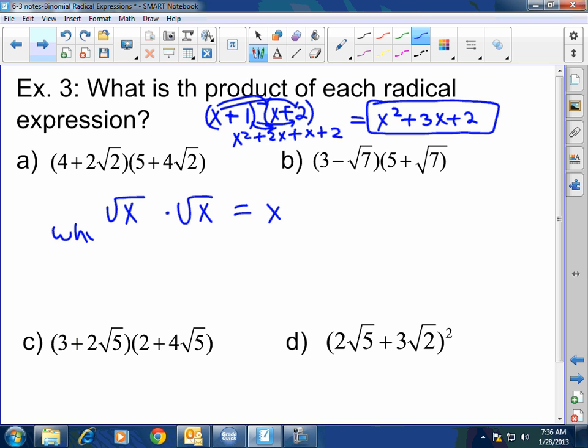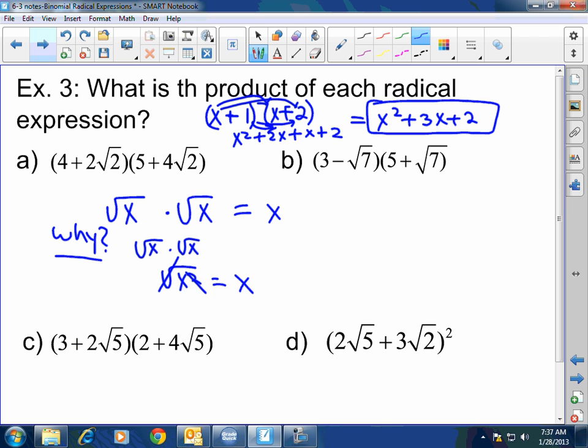Why? We've already seen this, but let's go over it again. If I have a square root of x times a square root of x, if you remember from multiplying, the only way you can multiply the same radicals is when they have the same indexes. The radicands do not have to be the same, but the indexes do have to be the same. So the square root of x and the square root of x is going to be the square root of x squared. The square root and the 2 cancel, and you're left with x alone.